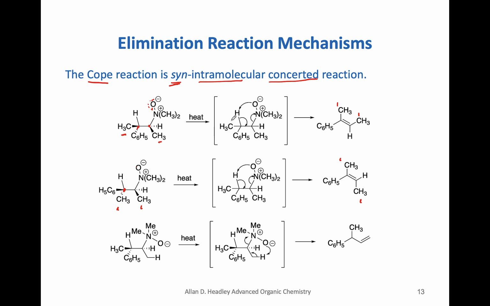It forms here a cyclic 5-member cyclic transition state here, as you can imagine. Electrons are formed here, a bond is being formed here in the transition state. It's broken, it's been formed, it's been broken, and that's your transition state.